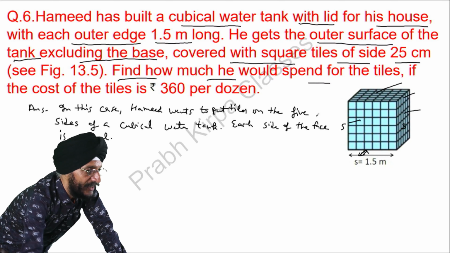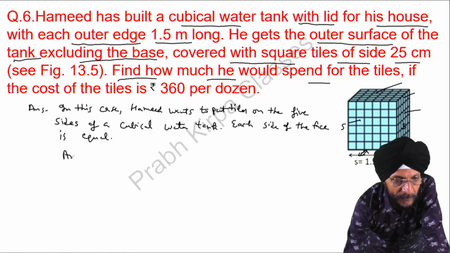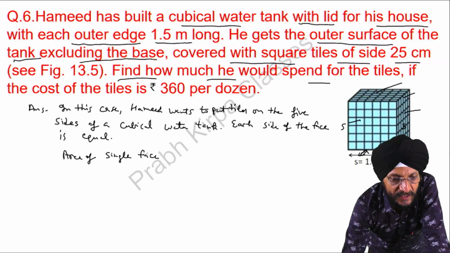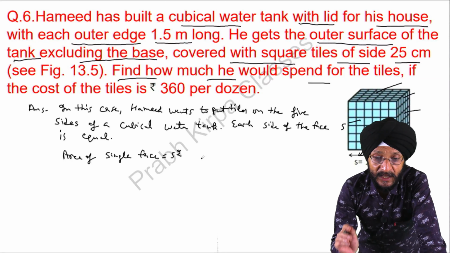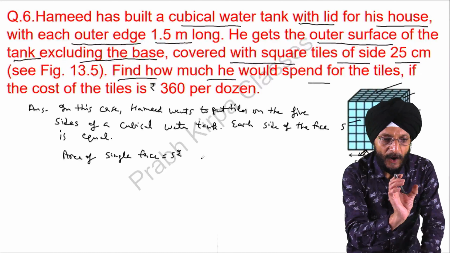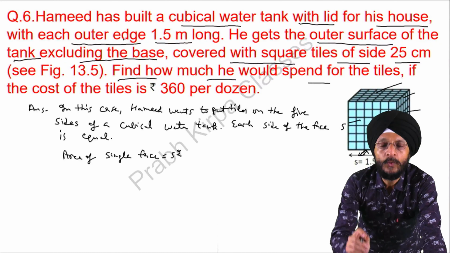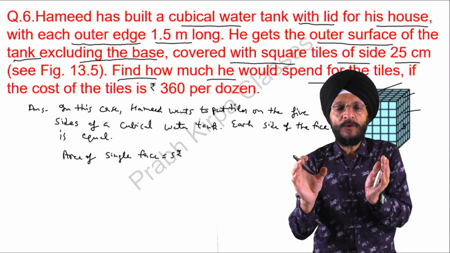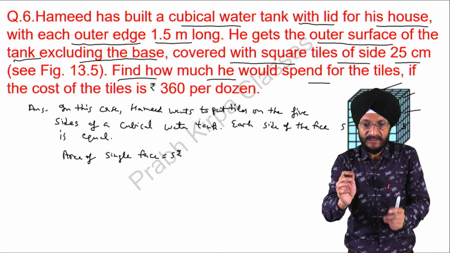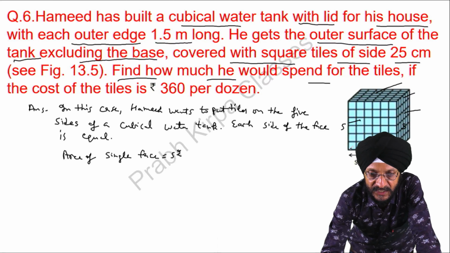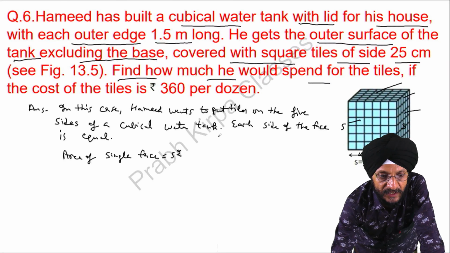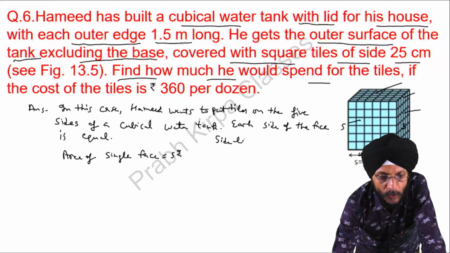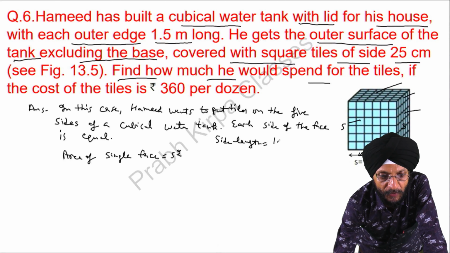So what is the area of a single face? Area of a single face is equal to s square. So what is the value of s? Here it has been written in other words as outer edge. You have already learned what the meaning of edge is. Edge means the line which connects the faces. This is the edge, the side length. So here the side length is equal to 1.5 meter.